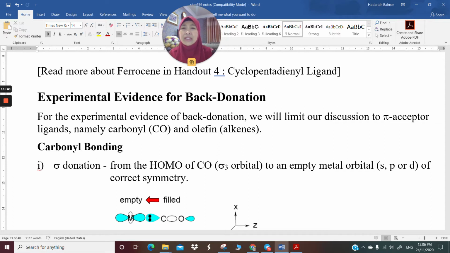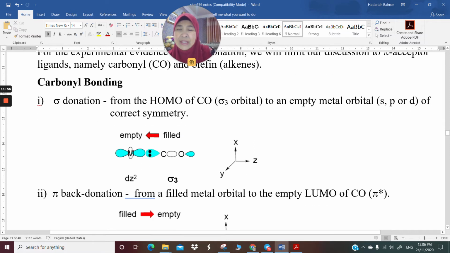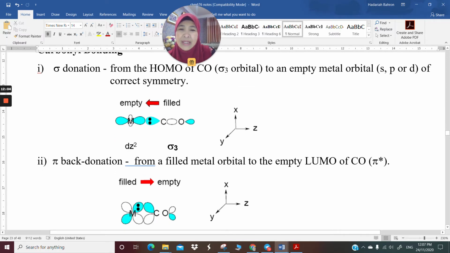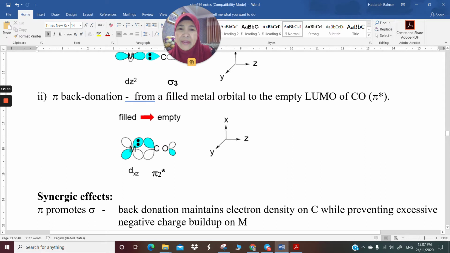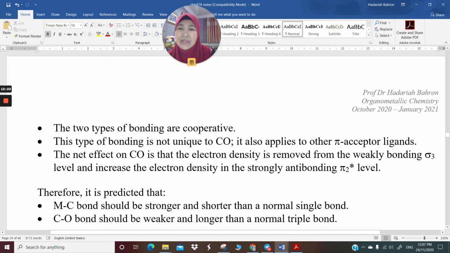So how do we prove that pi back donation has occurred? We can look into a few experimental evidences for pi back donation. This is what I said just now. You have the sigma donation from carbon monoxide to metal, where the lone pair of electrons on carbon is donated to the metal, and pi back donation when the excess electrons on the metal are donated back onto the LUMO of carbon monoxide. This is the synergic effect. The two types of bonding, sigma bonding and pi back bonding, are cooperative. And this type of bonding is not only unique to carbon monoxide, it also applies to other pi acceptor ligands.